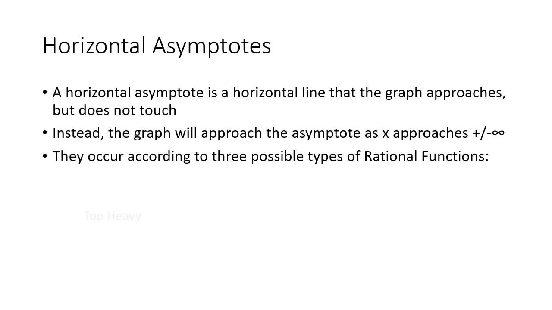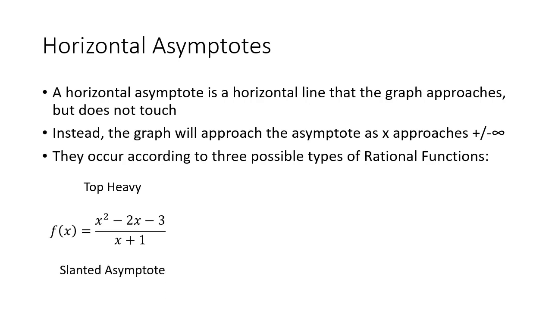The first type is the top-heavy type, in which case the degree of the polynomial in the numerator is larger than the degree of the polynomial in the denominator. This will result in a curved asymptote or a slanted asymptote. For our subject, we're going to focus on the slanted asymptote, which is exactly 1 degree higher than the bottom.